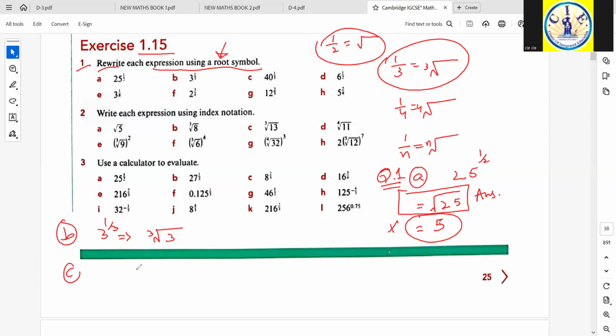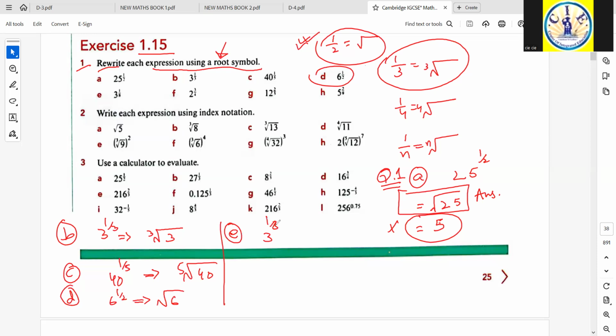Now for part C, this is 40 raised to power 1 by 5. That is fifth root of 40. Then part D, 6 raised to power 1 by 2. Again, for 1 by 2, I need to convert it to the square root. So that will be square root of 6. Then for part E, since I am having 3 raised to power 1 by 8, that will be equal to 8th root of 3.